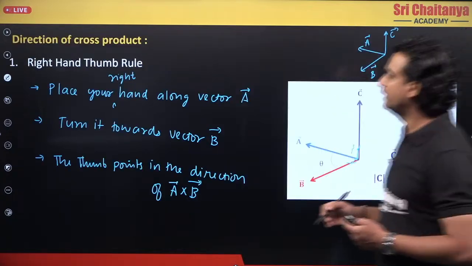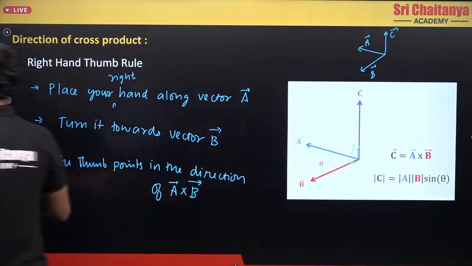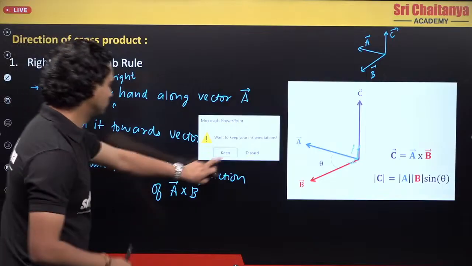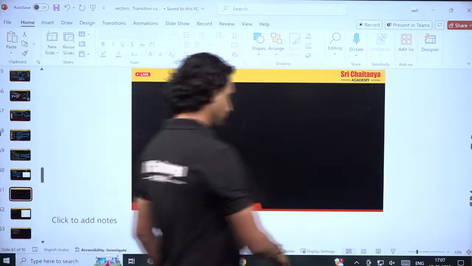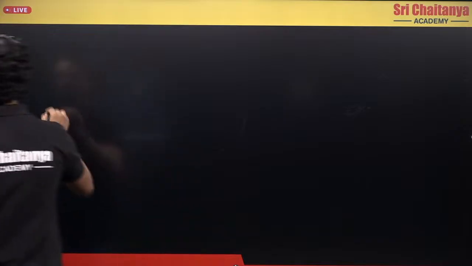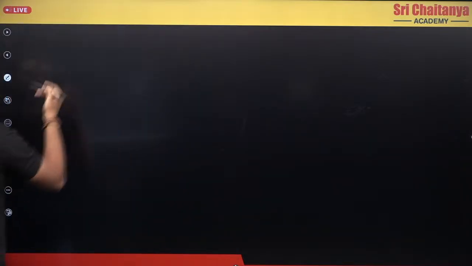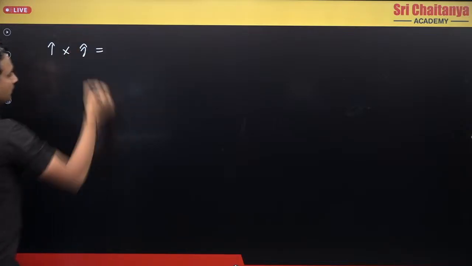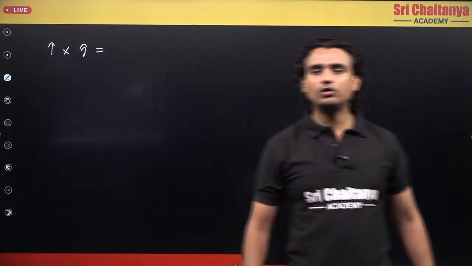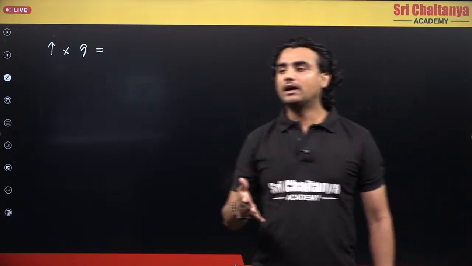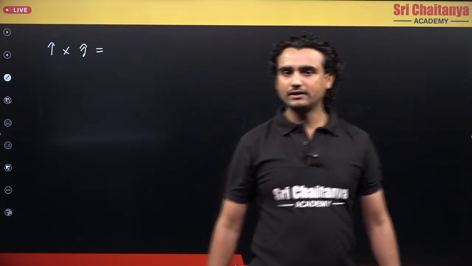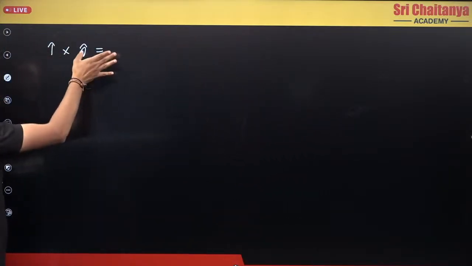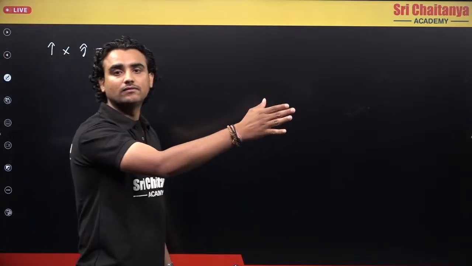Let's do one more question, okay? So let's do some questions that will help you understand very easily. Now let's say that if I have some vector I cap cross j cap, okay. I want to find the direction, right? So what is I cap? I cap is a vector along x direction. Now what do I have to do? I have to cross it along j cap. What is j cap? A vector along y direction, no?